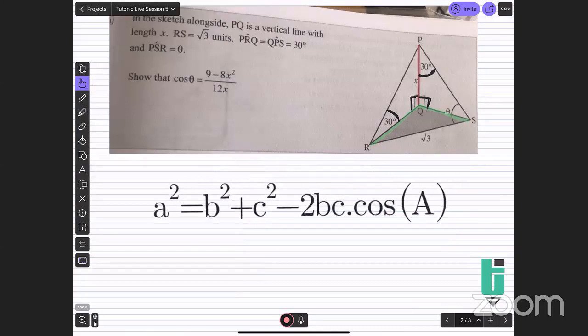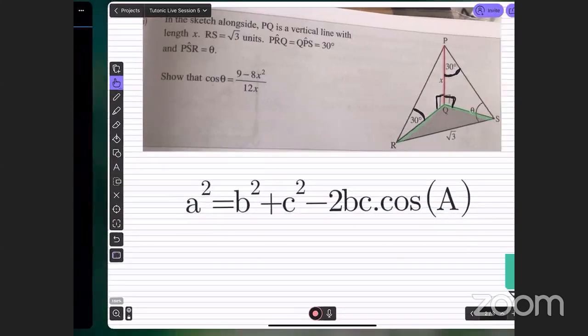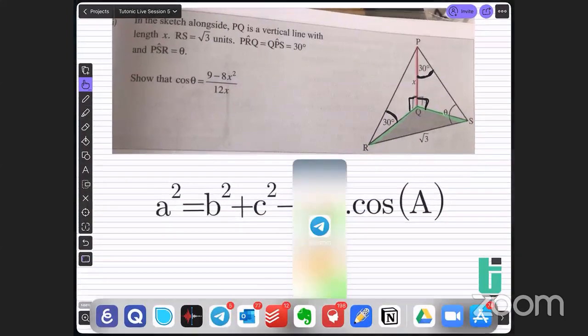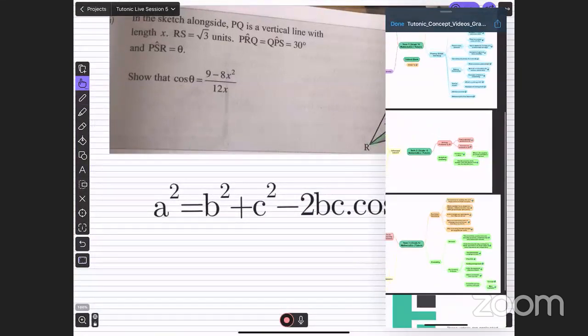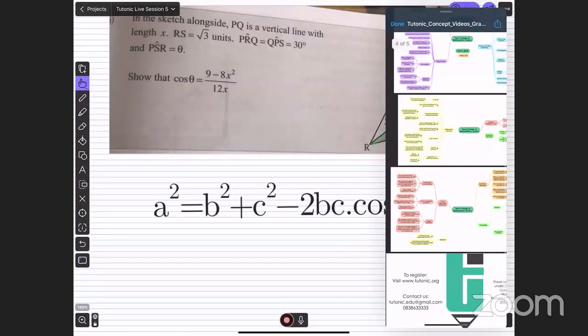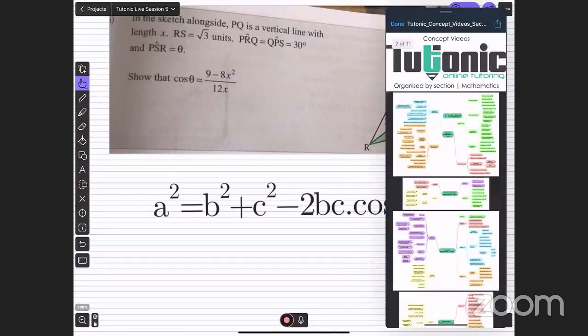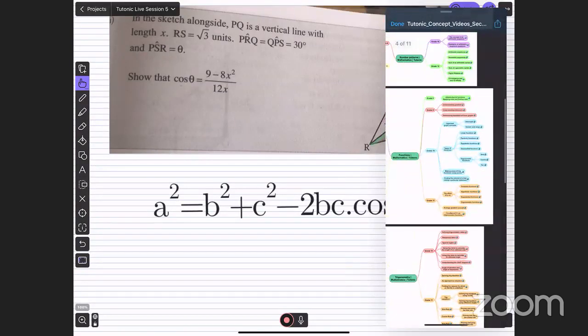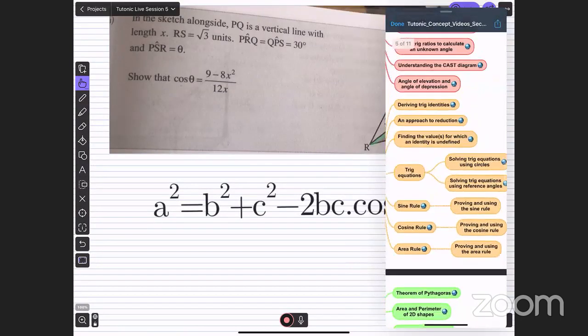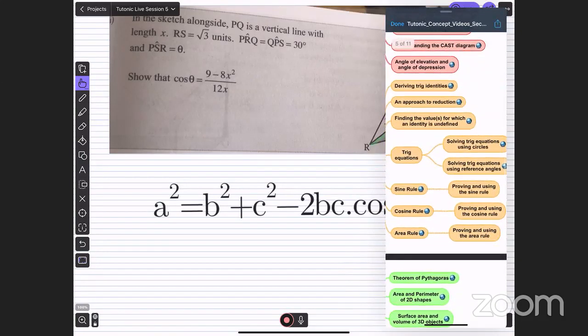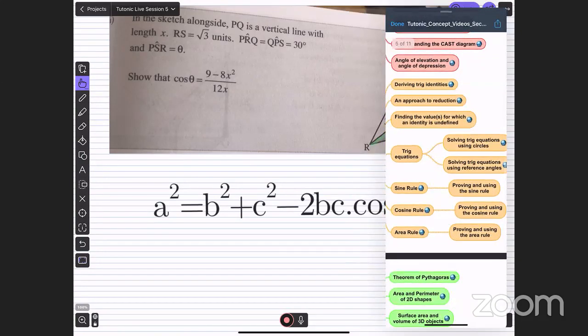Now, for those of you who don't remember the cos rule, there is a concept video. It's a concept video on everything. If you go back to the section mind map, you see sine rule, cos rule, area rule, proving and using. So if you want to prove it, it's all there, if you want to revise.